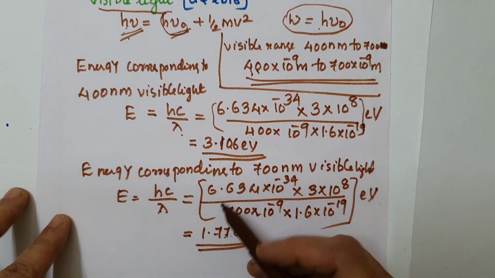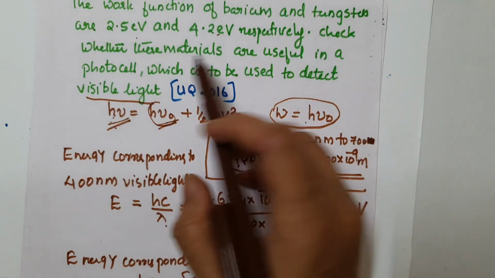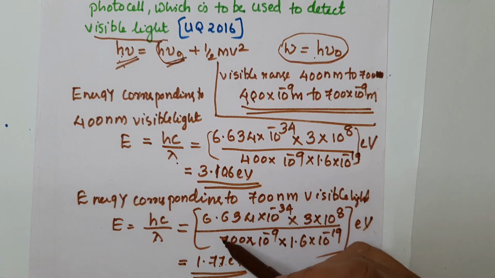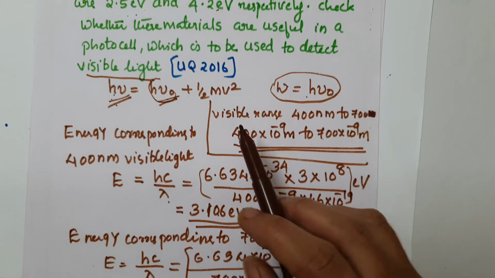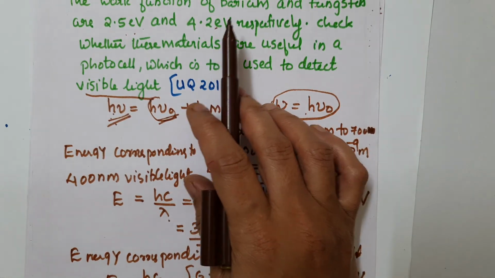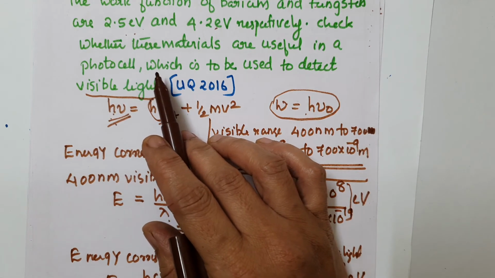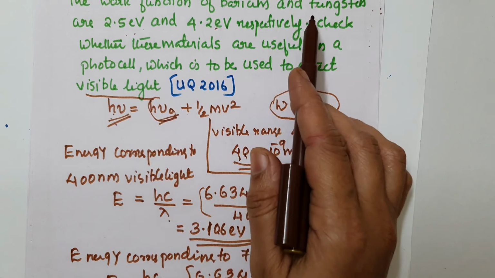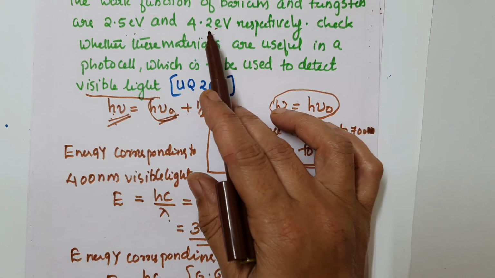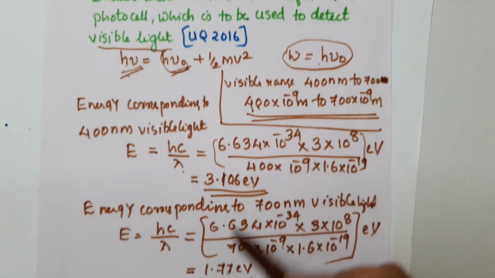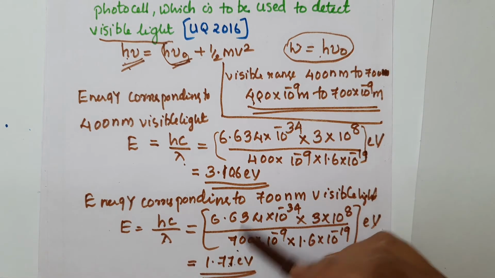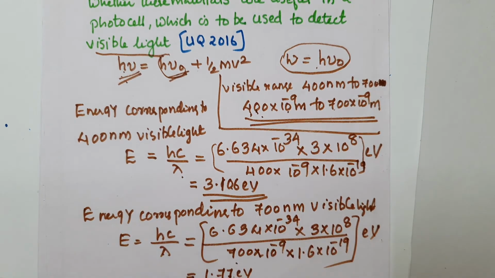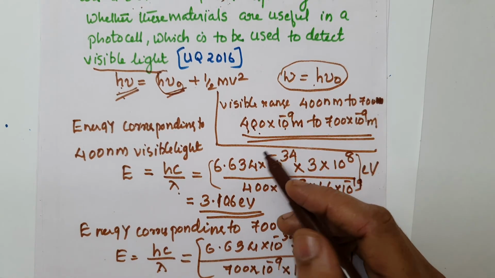This is the energy range, and in the question only barium comes in this range, 2.5 eV, in between 3.106 eV and 1.77 eV. So only barium is suitable to be used in a photocell to detect visible light. For tungsten it is 4.2 eV, which means it is beyond this energy limit and beyond the visible light range. Hence only barium is suitable for use in photocells.